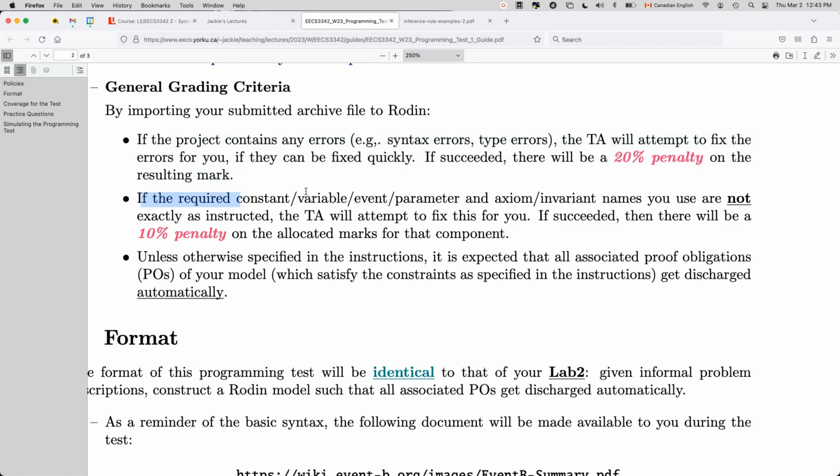And this one here is also to make sure you follow exactly the names of the variables or anything like a constant, variable, event, event parameter, axiom, invariant. Make sure all the names we suggest in the instruction are typed verbatim.